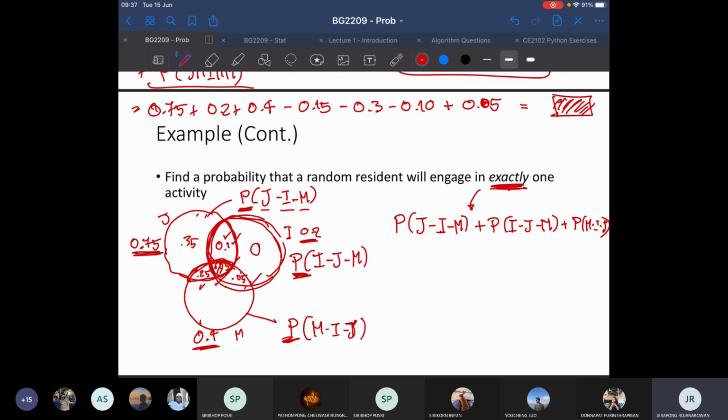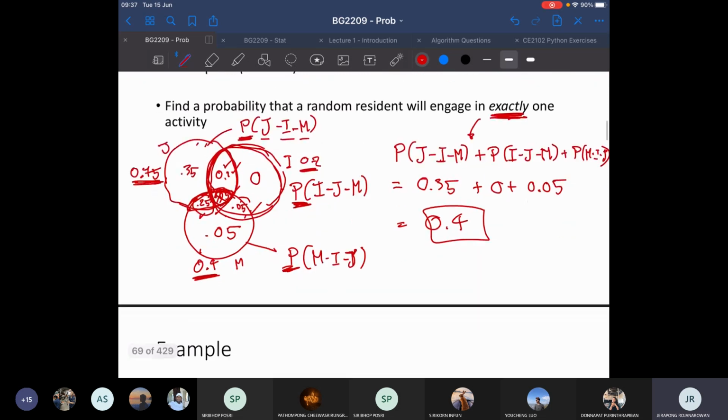Okay, now you have 0.4 here. What's going to be? This 0.25, 0.05, that's 0.3 already. Another 0.05, this 0.35, so this 0.35. Double check my numbers, okay? So this one is going to be equal to 0.35 plus 0 plus 0.05. So it's going to be 0.4. Okay, this is how you do it. You start from the inside and then go outside.